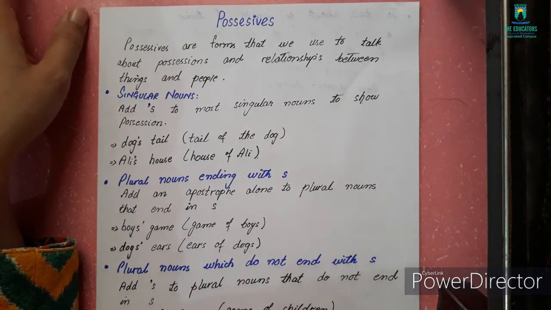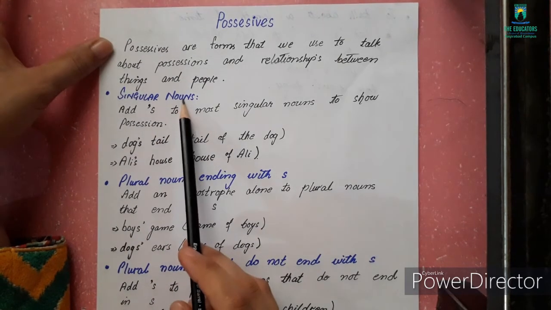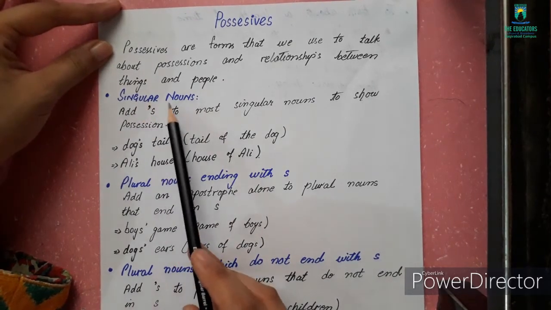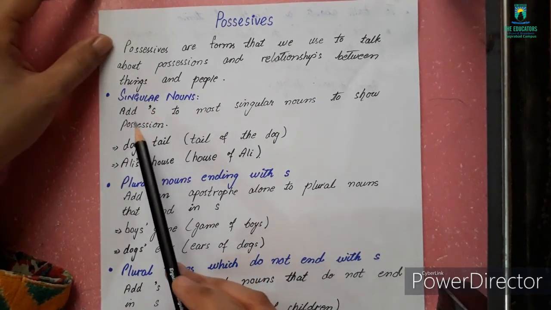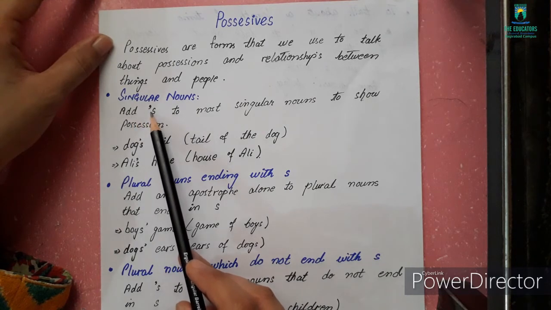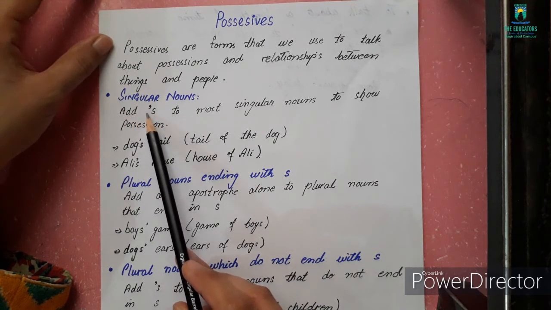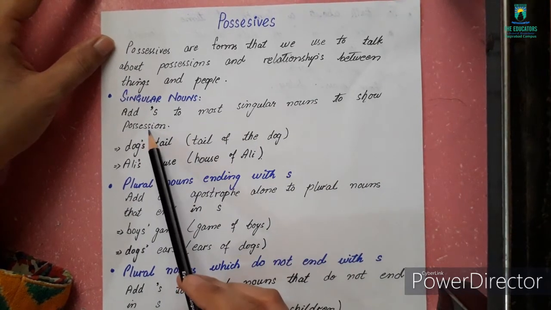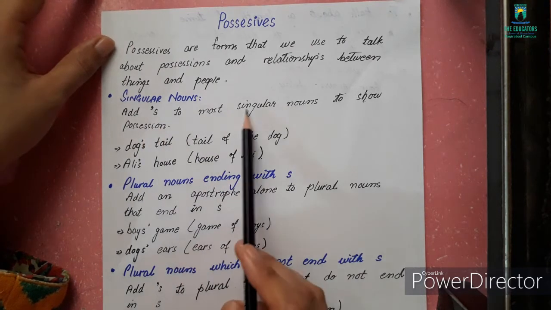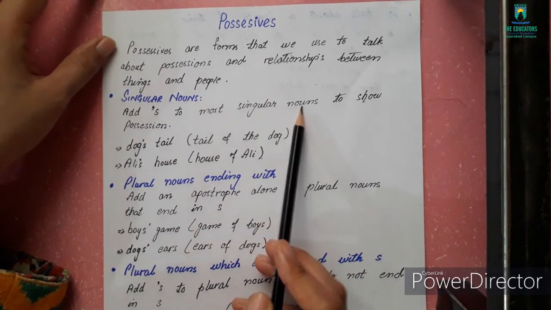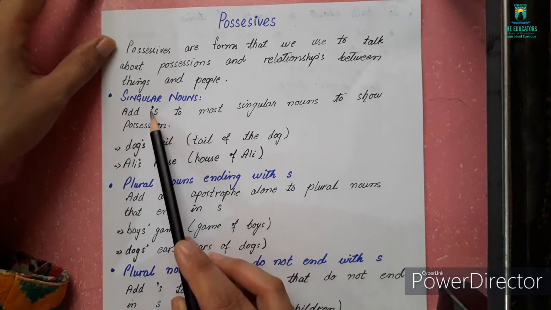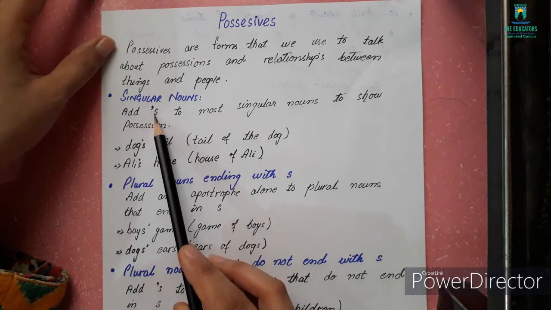Now there are certain rules which we have to keep in mind. The first is singular nouns. How you will show possession for singular nouns is: add apostrophe s to most singular nouns to show possession. When you are showing possession of singular nouns, you simply have to add apostrophe s. Understand? Look here.